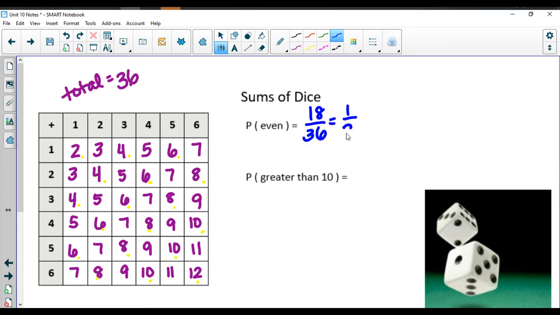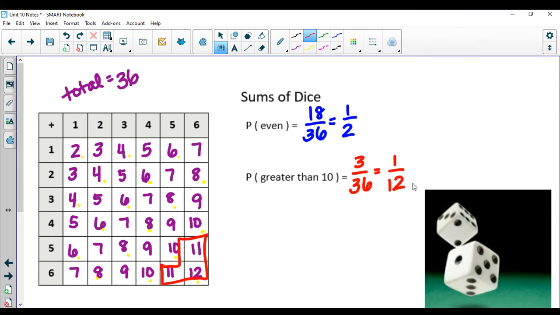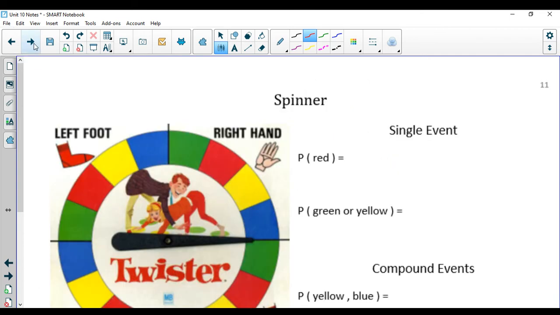This reduces to 1/2. In the next one, I'm looking for a probability that's going to be greater than 10. Notice that that only happens down here in this little section. So I only have 3 favorable outcomes out of 36, which will reduce to 1/12 then. So for sums of dice, these are just a list of all your possible outcomes, and then you're just able to figure out your probability using that list.